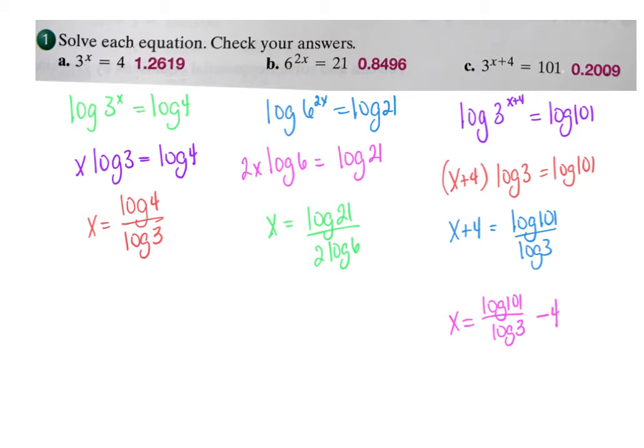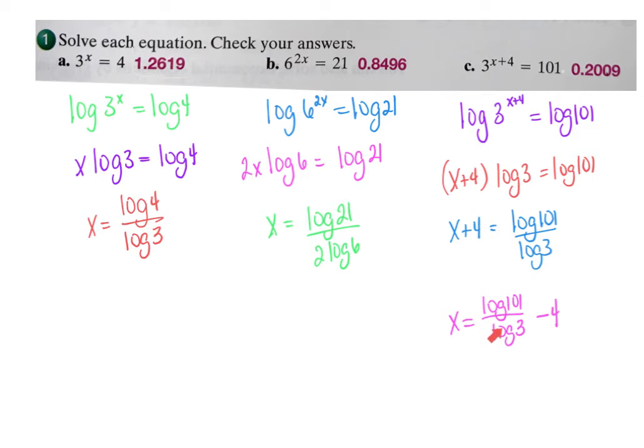So for this one, I take the log of both sides, which gives me log of 3 to the x plus 4 equals log of 101. I move the x plus 4 from the exponent to the coefficient. You'll notice that I put parentheses around this because this is a group. So I have x plus 4 times log 3 equals log of 101. If I'm solving for x, I'm going to divide by this log 3. So I get x plus 4 equals log of 101 over log 3, subtract your 4.